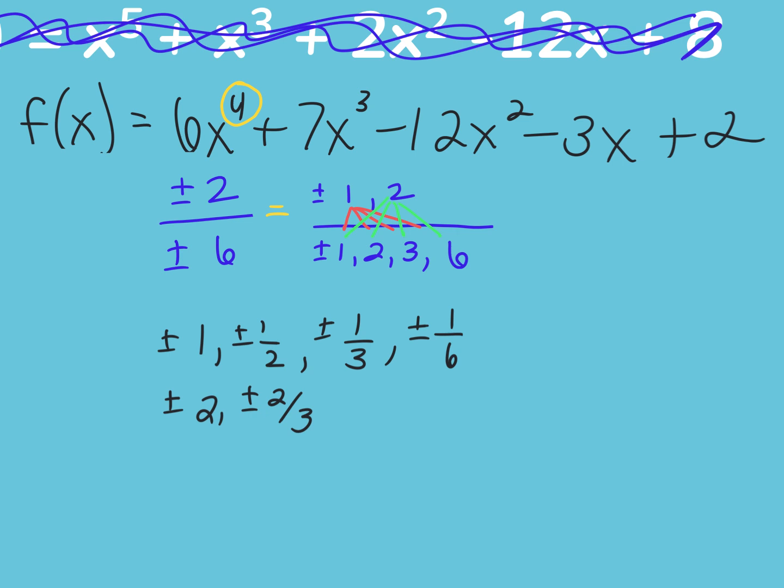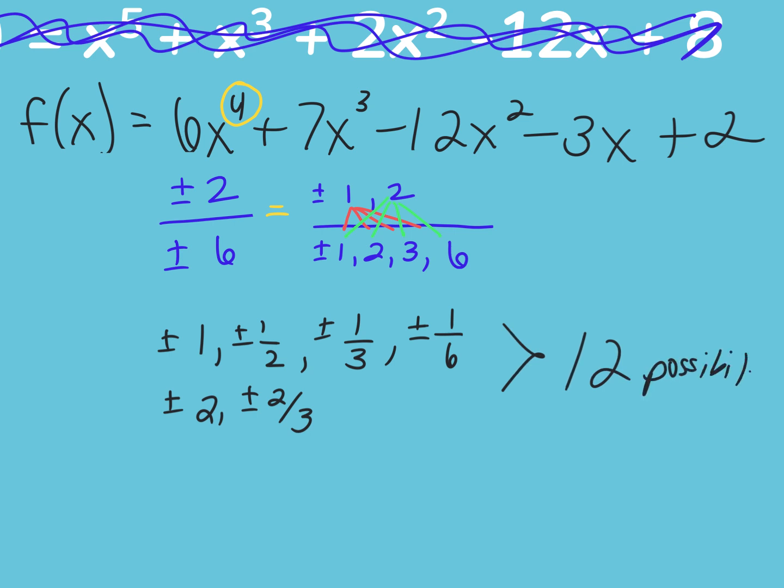I took the first number and put it over everything in the denominator. Then I took the second number and put it over everything in the denominator. If you have one that repeats, you don't have to write it. So how many possibilities do I have here? 2, 4, 6, 8, 10, 12. In this case, there's 12 possibilities.